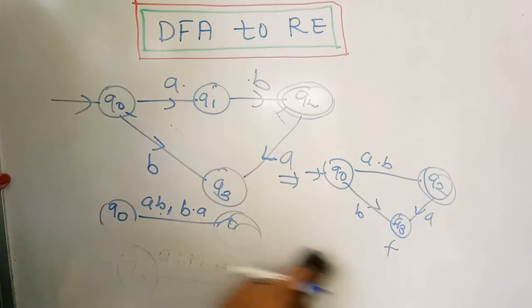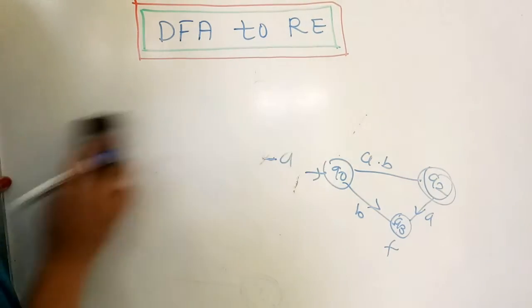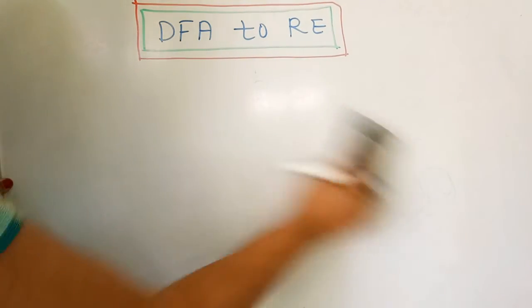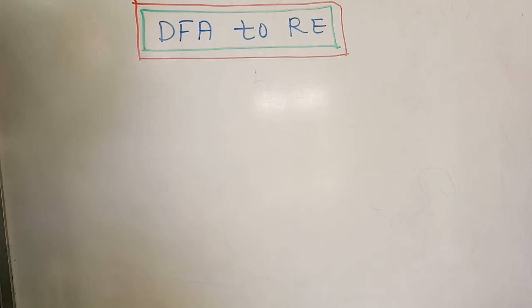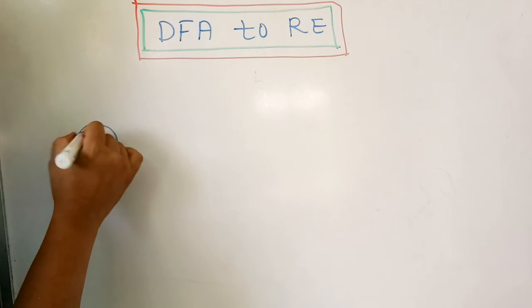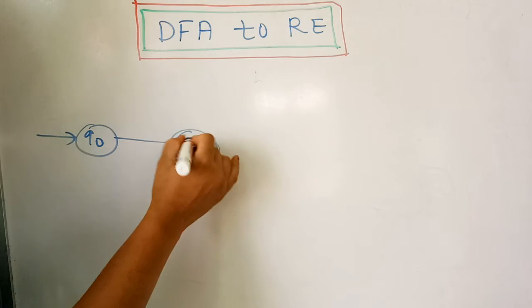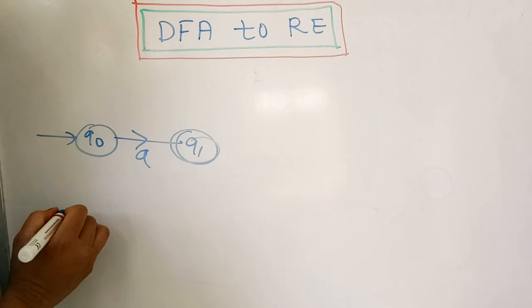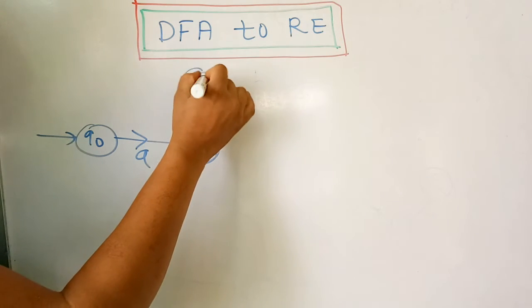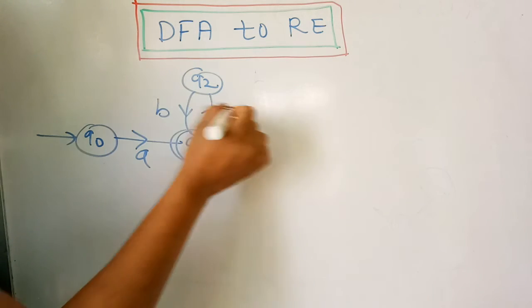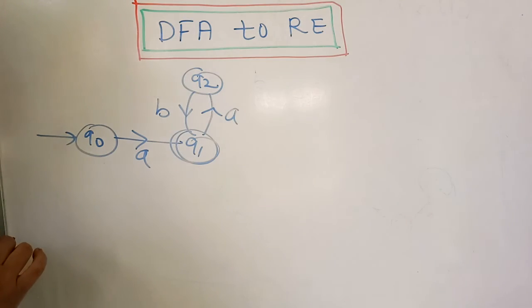We will take another example of demonstrating how to convert DFA to regular expression. For example, we have the states like Q0. It has the final state Q1 and it is connected with A. Then Q2 has the states and a two-way mechanism, that is B and A.